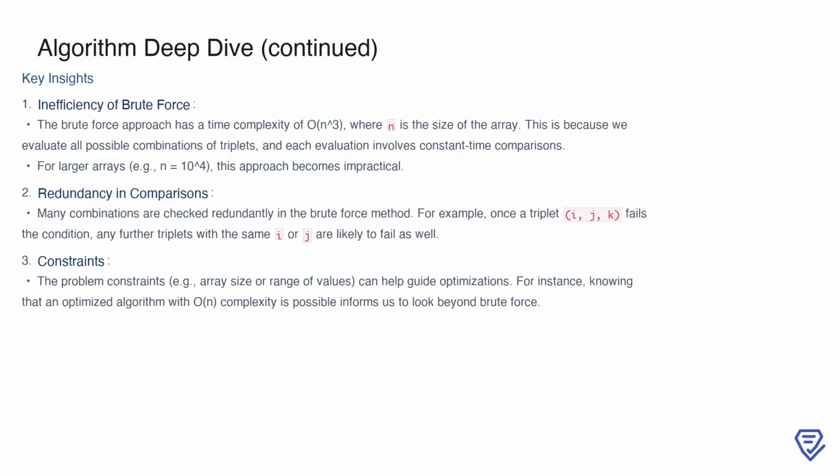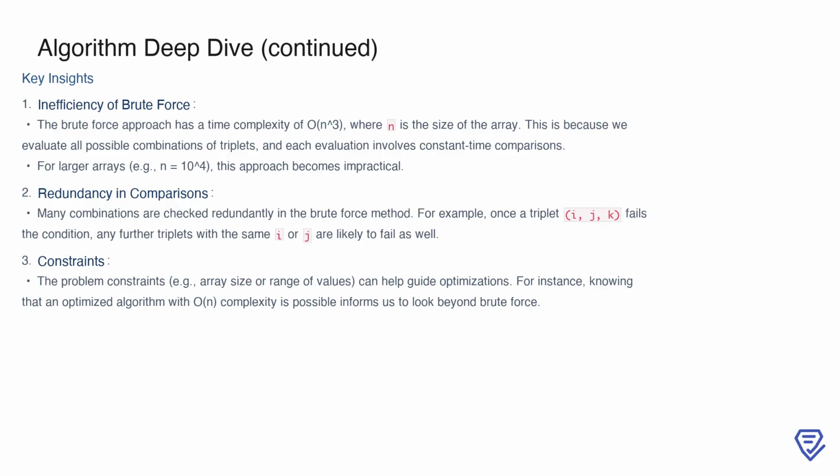For smaller arrays, this might work fine, but for larger arrays, such as when n is in the order of 10,000, the number of computations quickly becomes impractical. Additionally, there's a significant amount of redundancy in this approach. For instance, once a triplet, i, j, k, fails to meet the conditions, any subsequent triplets with the same i or j are likely to fail as well. This redundancy highlights the inefficiency of brute force and motivates the need for optimization.